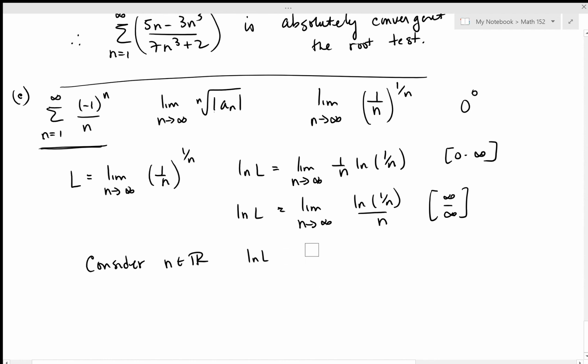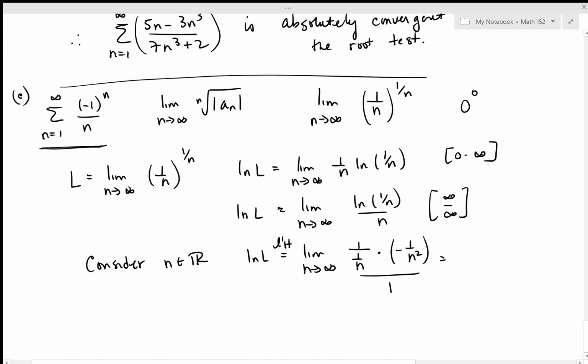This is going to be the limit as n goes to infinity. I'm going to use L'Hopital's rule. I'm going to take the derivative of the numerator. What is the derivative of the numerator? The derivative of the log function is 1 over its argument times the derivative of the inside, minus 1 over n squared. And then I'm going to take the derivative of the denominator, and that's 1.